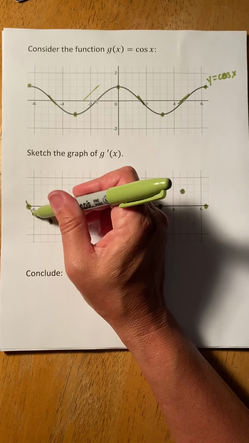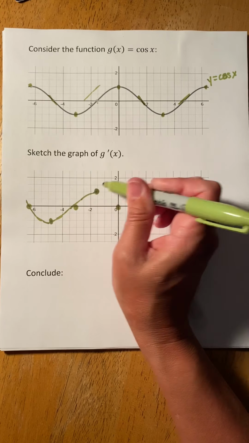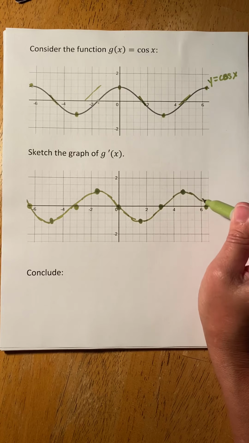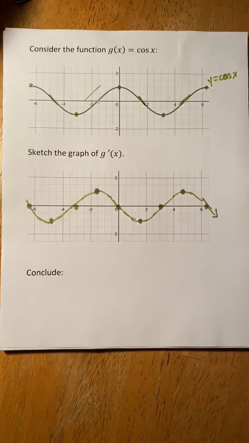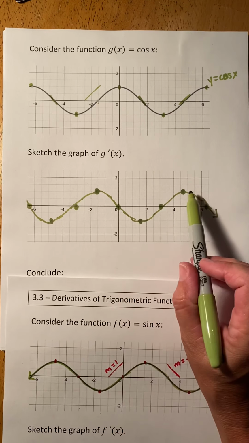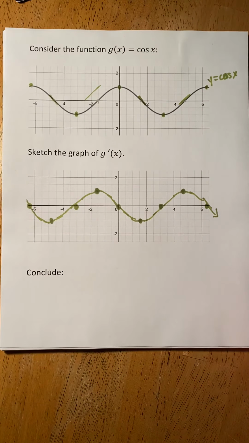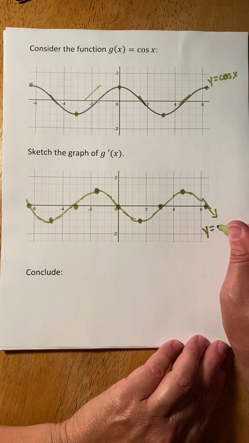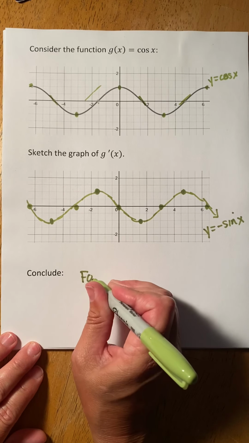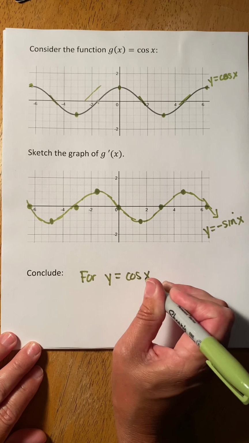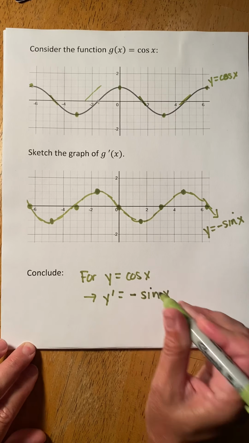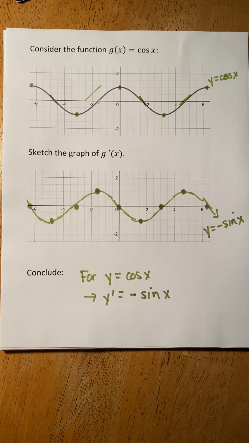Now, if you notice, we connect these dots, and this itself is again a periodic wave, although it's not quite the sine function, because the sine function, when we start at the origin, starts by going up and then goes down. Here, this goes down and then goes up. So this is a form of the sine function. This is the sine function flipped upside down. And as a matter of fact, for the function y equals the cosine of x, the derivative is the negative sine of x. So the derivative of the cosine is the negative sine.